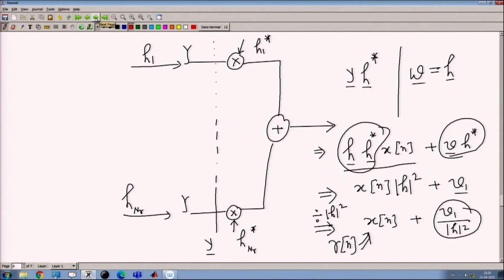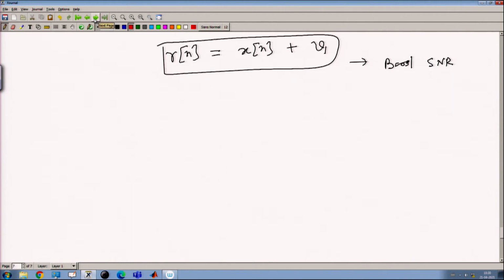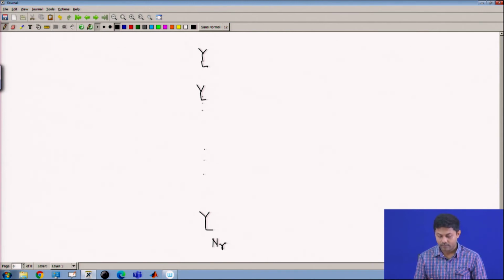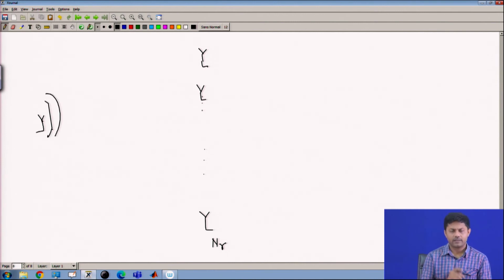Now, let us understand from a single transmit antenna point of view, because that will be easier for explanation. So if you have, let me have one more antenna here. So I have n number of antennas, and let us have the same thing. Let us have an isotropic antenna.